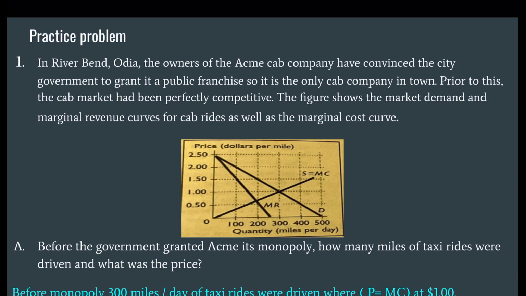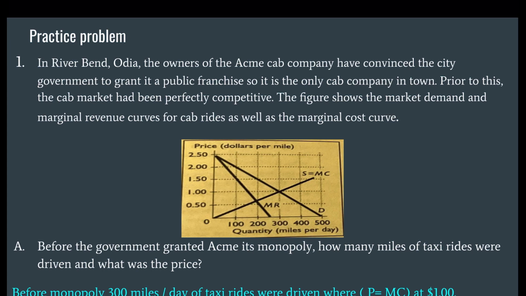Practice problem. In River Bend, Ohio, the owners of the Acme Cab Company have convinced the city government to grant it a public franchise so that it is the only cab company in town. Prior to this, the cab market had been perfectly competitive. The figure shows the market demand and marginal revenue curves for cab rides as well as the marginal cost curve.